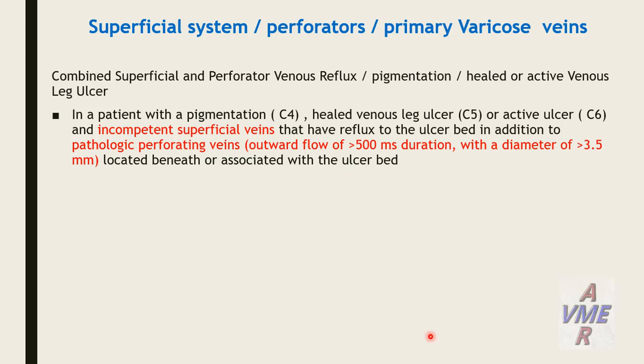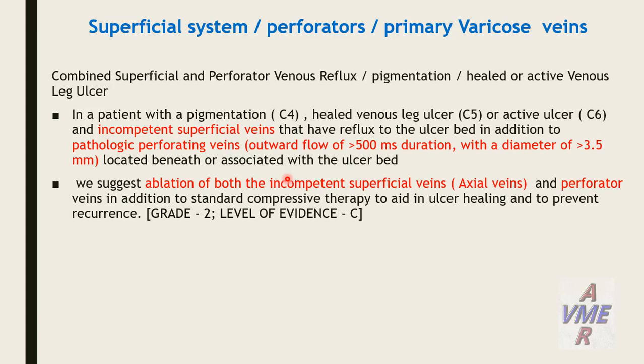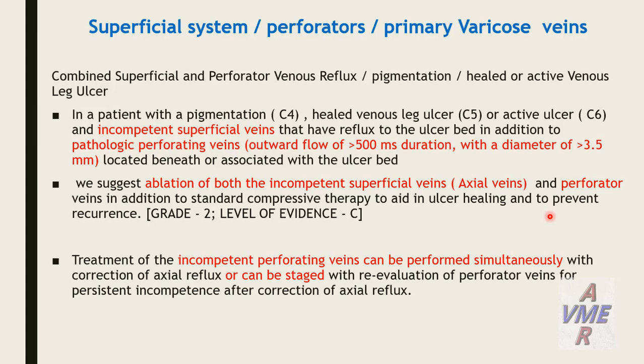In patients with pigmentation C4, healed venous leg ulcer C5, or active venous ulcer C6, with incompetent superficial axial veins and pathological perforators, that means outflow of more than 500 millisecond duration, with a diameter of more than 3.5 mm, located beneath or associated with ulcer beds, we suggest ablation of both incompetent axial superficial veins and perforators to treat the ulcer and to prevent recurrence. Treatment of the incompetent perforator veins can be performed simultaneously or can be staged, with reassessment and re-evaluation of the perforators after treatment of the axial veins.